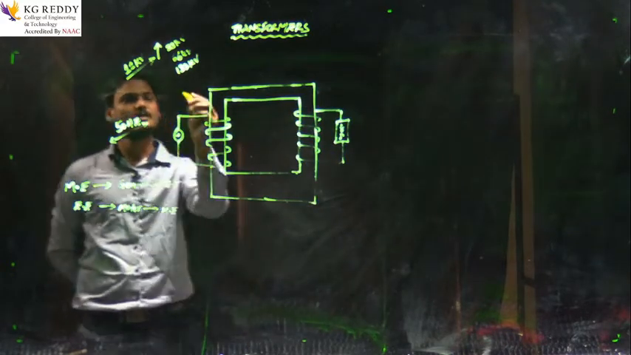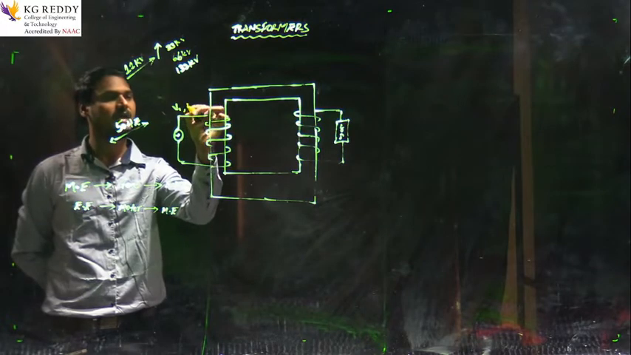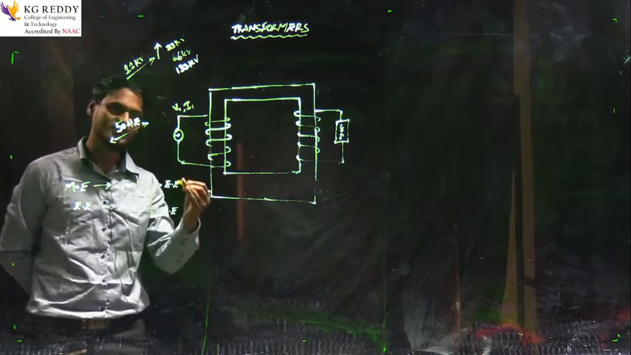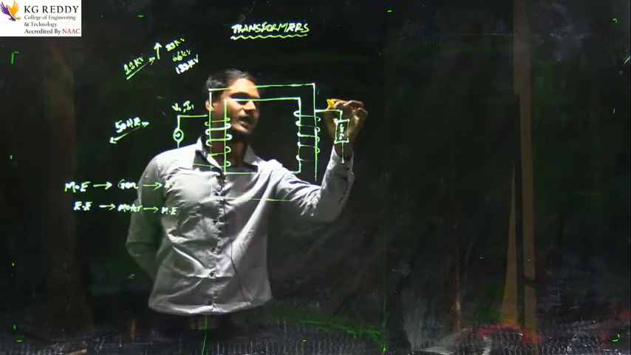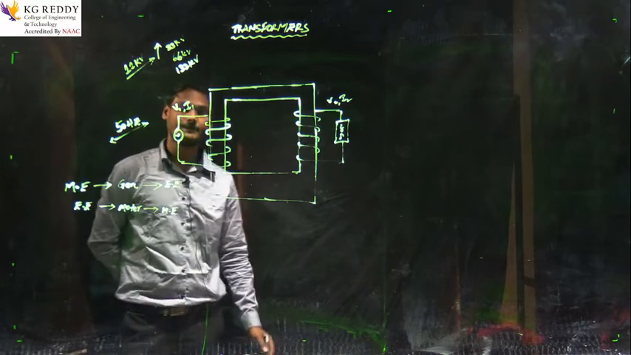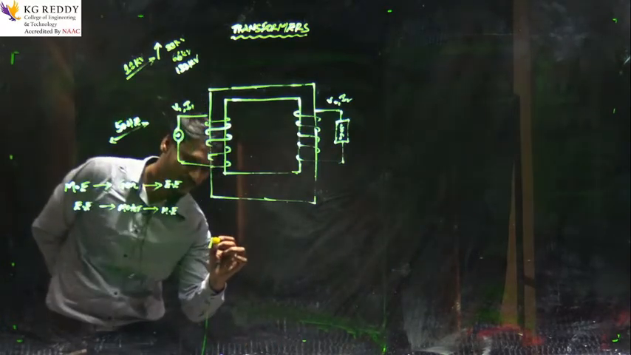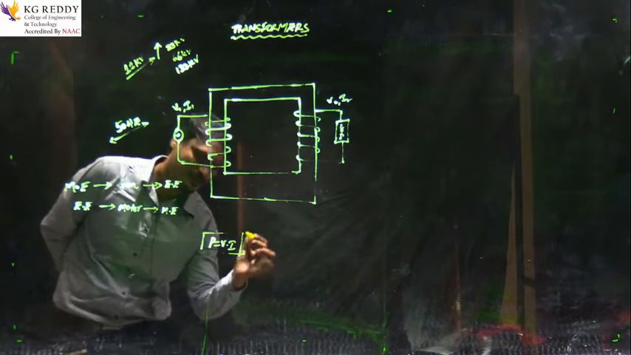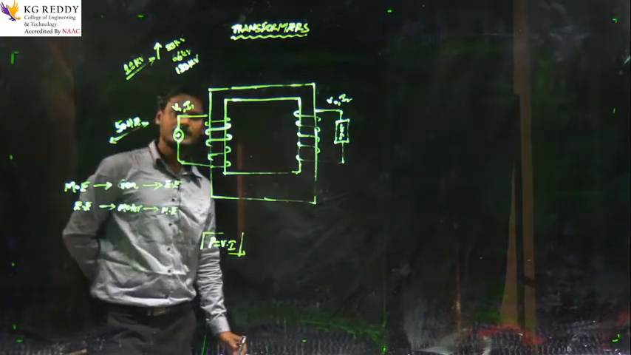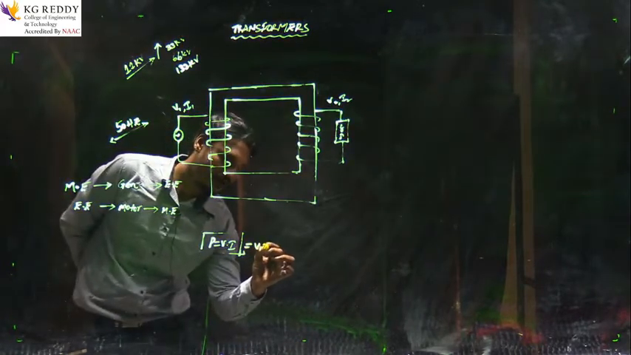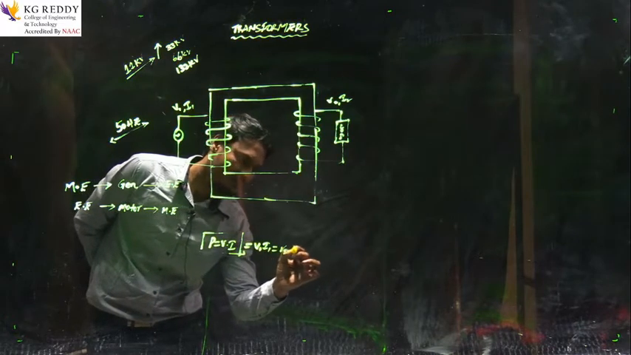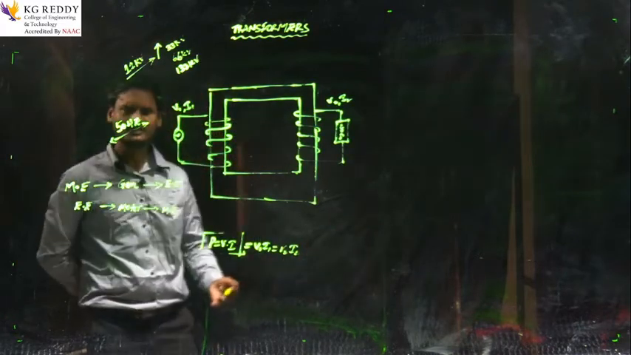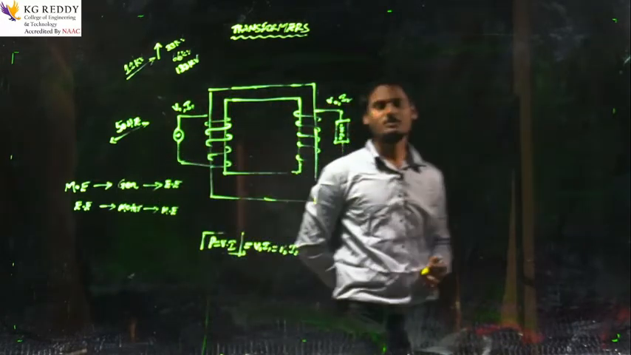That means V1 and I1 can be treated as the primary voltage and primary current, and V2 and I2 will be treated as the secondary voltage and secondary current. But as you know, the power will be the product of voltage and current, right? So V1 I1 is equal to V2 into I2. So I can easily call this a constant power device.